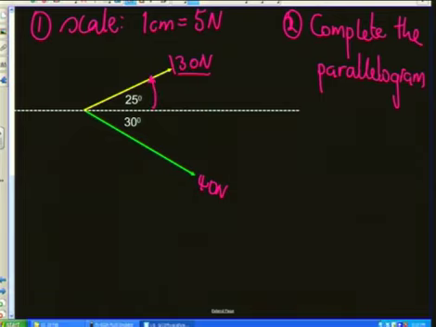Then I put my ruler down like that, and I measure exactly 8 centimeters, because my 40 newtons will be represented by 8 centimeters there, because I've got 8 fives in 40. Okay, so 8 there, 6 there. Once I have done that, I will then move.